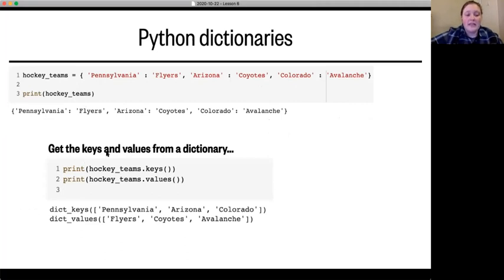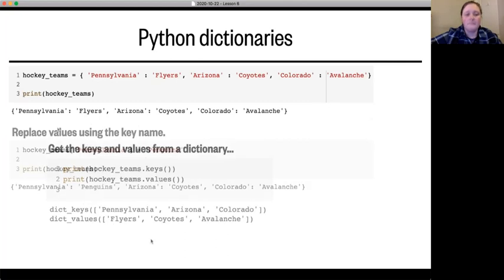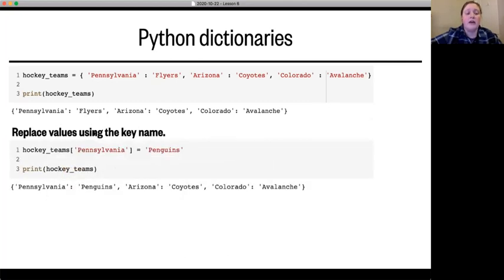So you can get those keys and values from a dictionary without having to print it out and look at every one, by using the keys and values functions. So you do hockeyteams.keys, and you get Pennsylvania, Arizona, and Colorado. Notice that it has a helpful little note here, says dictionary keys. And then hockeyteams.values, again, you get the values, Flyers, Coyotes, and Avalanche, and again it gives you that little note of dictionary values.